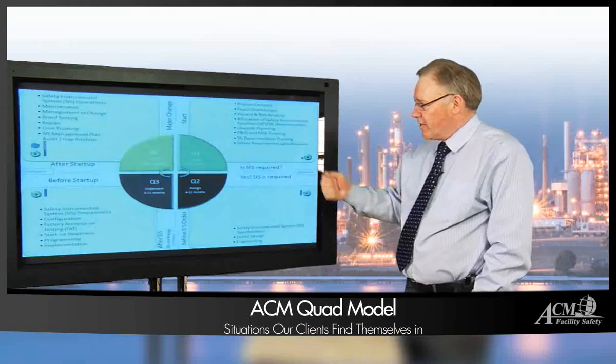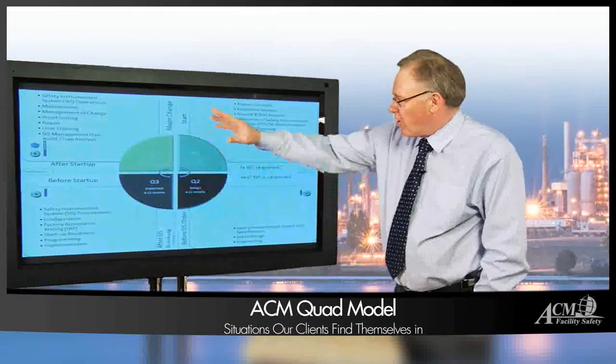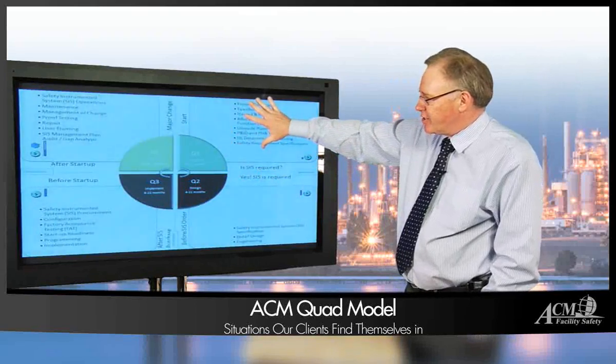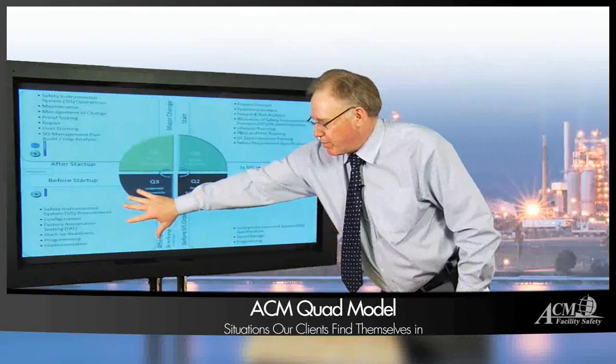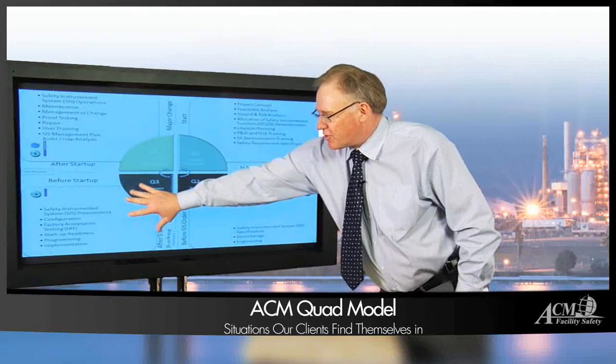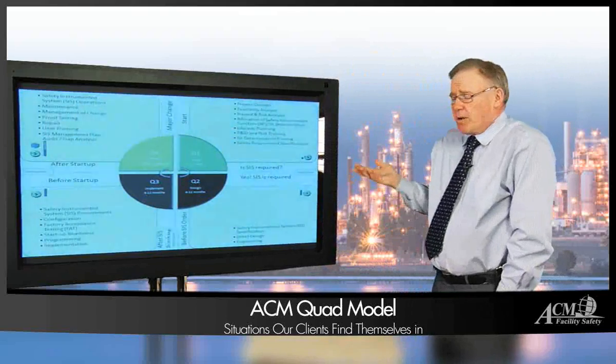I want to use the ACM quad model just to demonstrate a little bit about what we typically can do for a typical client. First of all, the quad model is designed from Q1 through Q4. Basically, it's the conceptual stage, risk assessment, then the design stage, then build and program, install, and then operate, maintain.